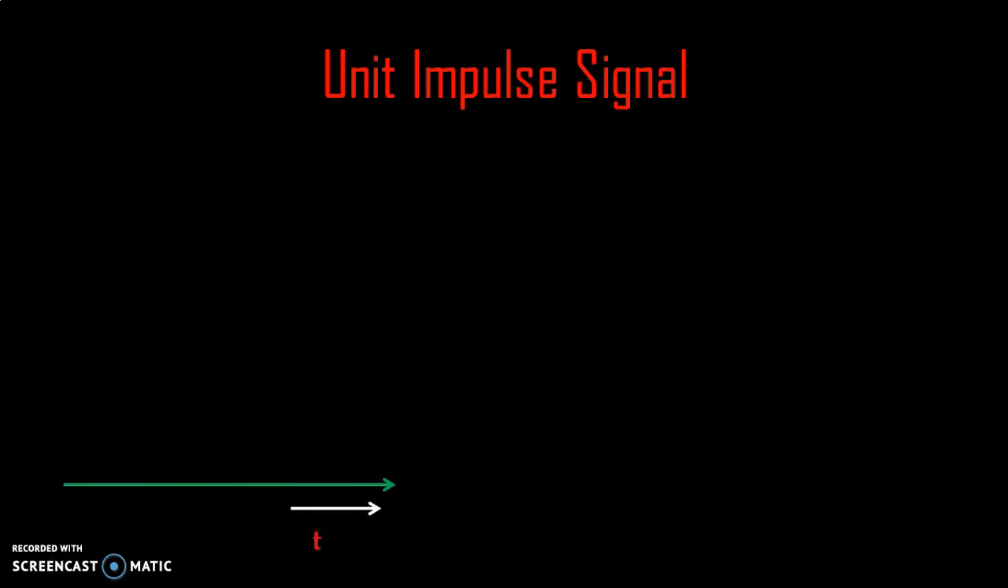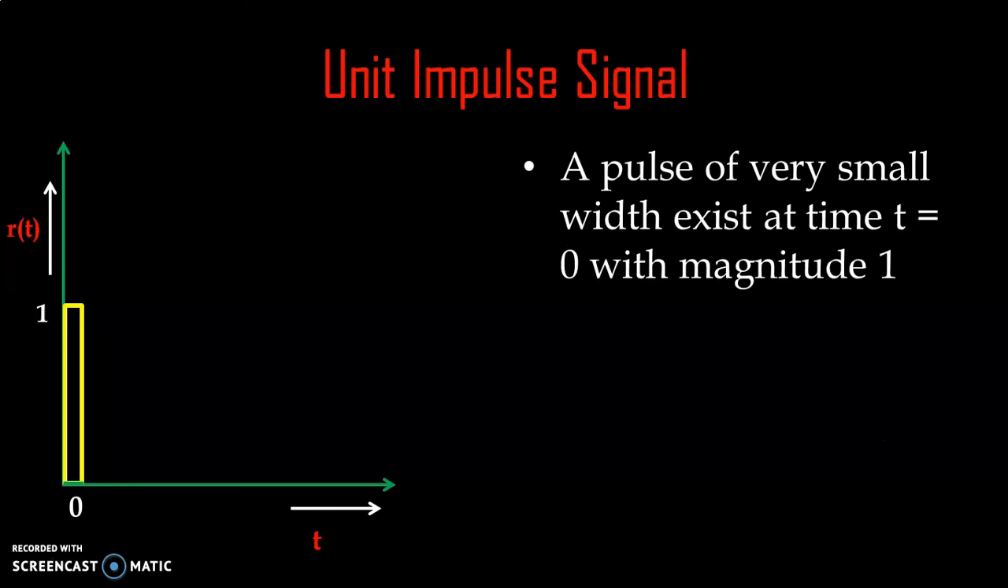Unit impulse signal. The magnitude of the signal is equal to 1. A pulse of very small width exists at time t equal to 0 with magnitude equal to 1. Mathematically, it can be taken as delta t, and that is equal to differentiation of u of t, that is function of the signal.